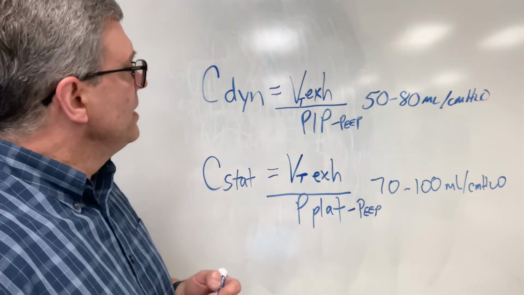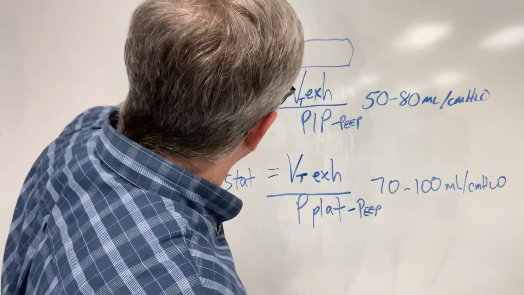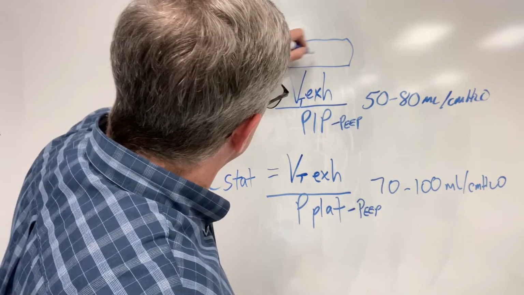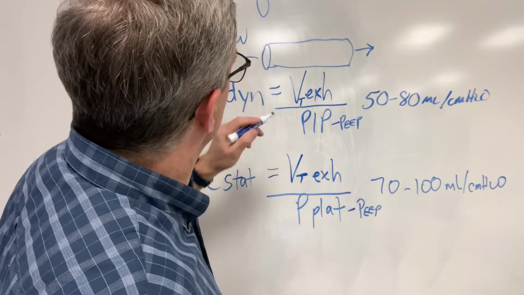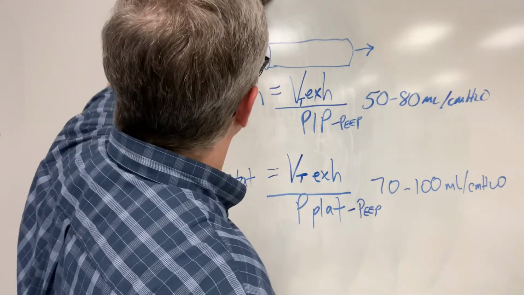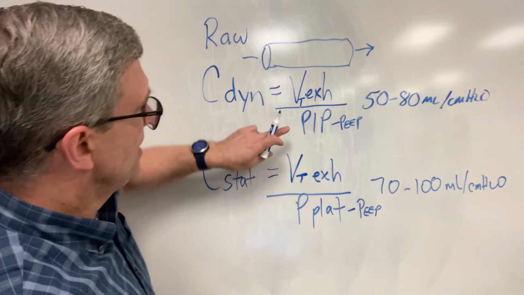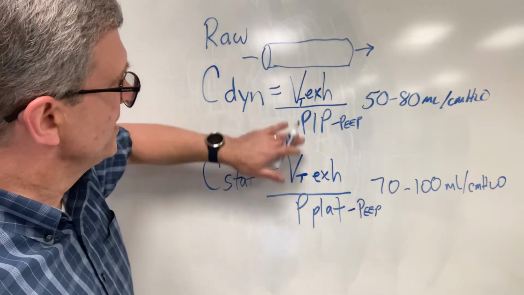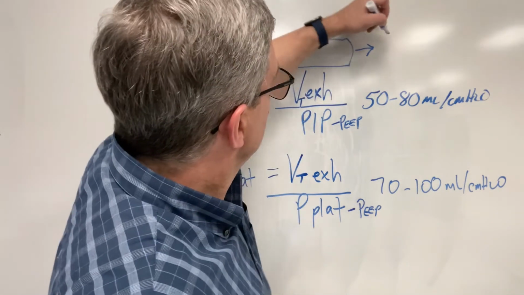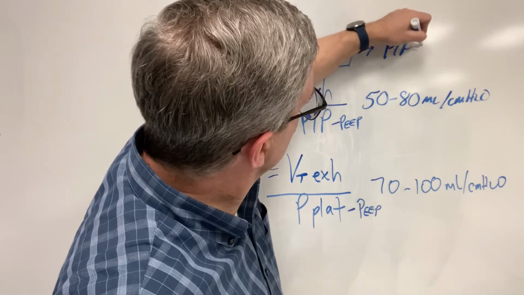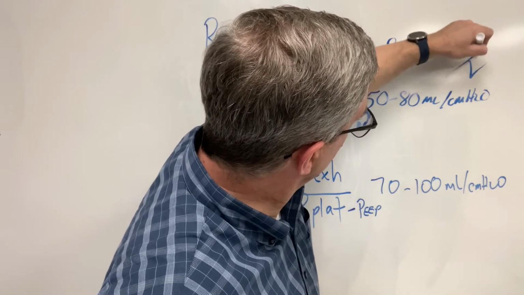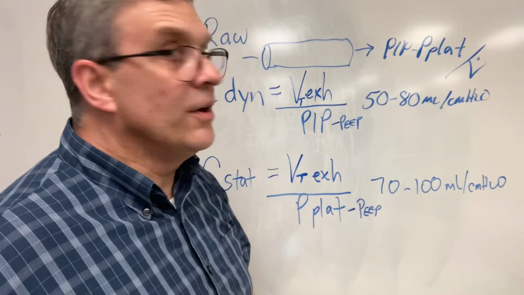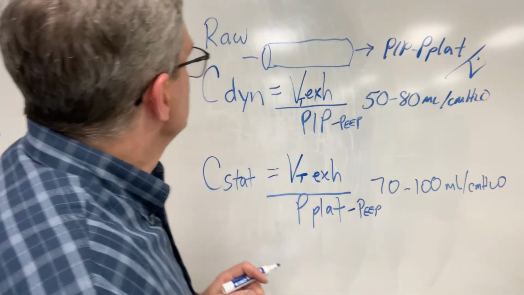Now, airway resistance, there's flow through here. So we have a beginning pressure and an end pressure and then flow through there. So for resistance, we're going to use the pressure difference, PIP minus P-plat, divided by flow. And flow is in liters per second.